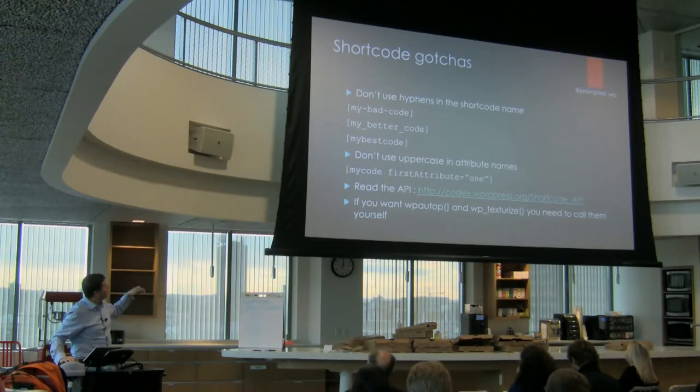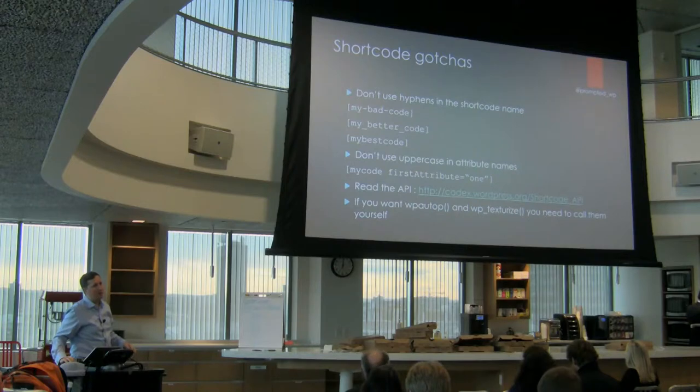And some more, if you're writing your own shortcode, you need to give it a name. But don't use hyphens. Underscores are okay. It's traditional just to use one. You can use uppercase in the attribute name, but you're going to run into trouble later, so just look at what the uppercase attribute means. And as I mentioned, the codex is great to read the API, just slash shortcode API. If you're going to try the codex yourself, which I encourage you to do, it's really fun. You can read through the API.